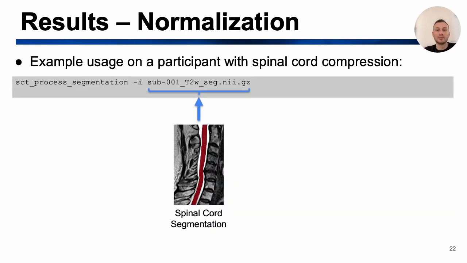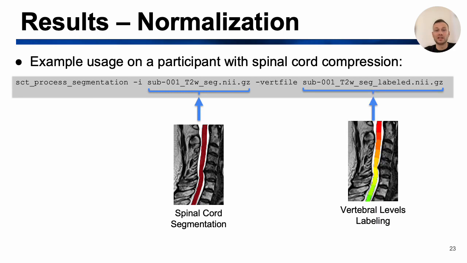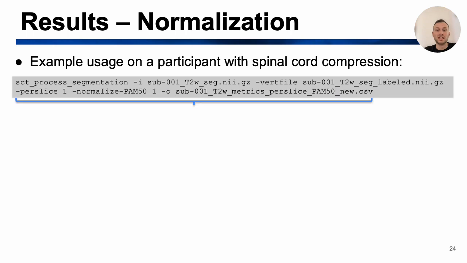Here we have an example of how the normalization can be used for a subject with spinal cord compression. The first argument to the function is spinal cord segmentation, which is used to compute morphometric measures. The second argument is vertebral labeling, which is used for the normalization. Lastly, we have to specify that we want to do per slice normalization to the PAM50 template, and we can also specify the output file name.